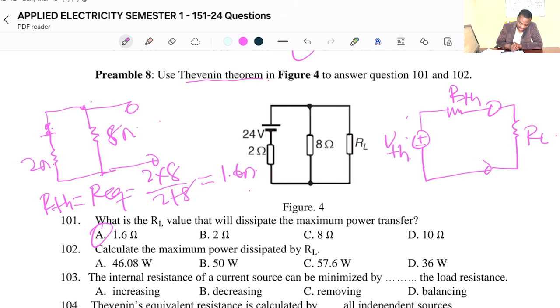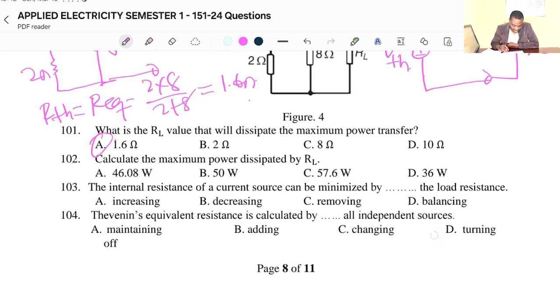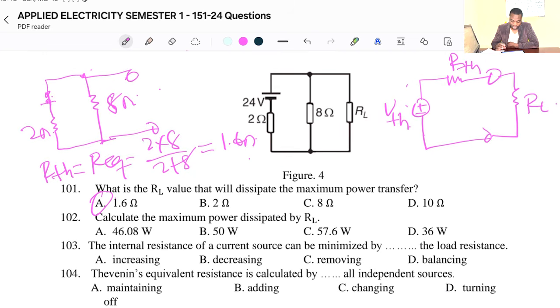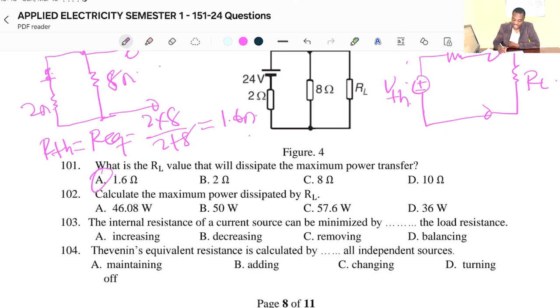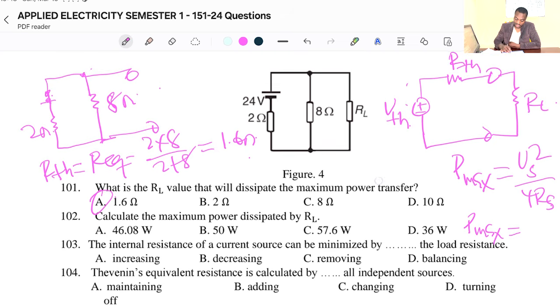So the answer here is A. Calculate the maximum power dissipated by the load resistor. When it comes to the maximum power, we can just use the formula straightforward, which is maximum power equals, remember, Vs squared over 4Rs. And this is based on our circuit diagram here.